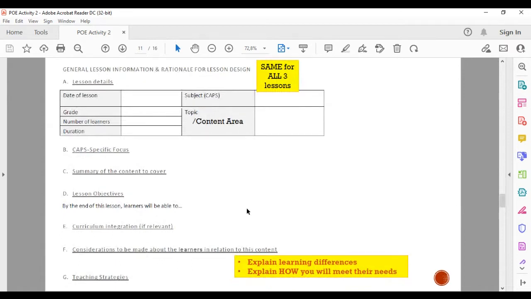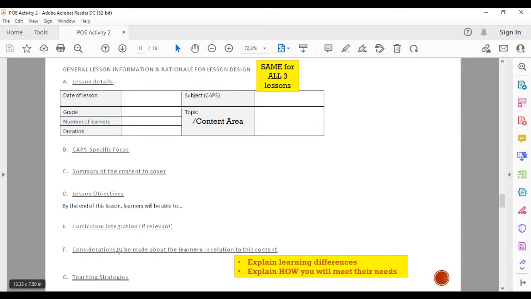So let's just look at our lesson plan template. This first part will be the same for all 3 lessons. So you're going to just fill it out once. So you only need 1 lesson plan template. This is what you are used to filling in. The only sections that I want to stress are sections F and G, because here you need to explain what the considerations are for the learners in your class regarding this content.